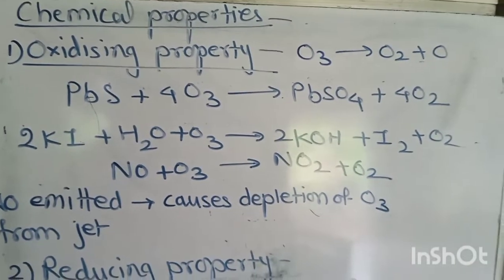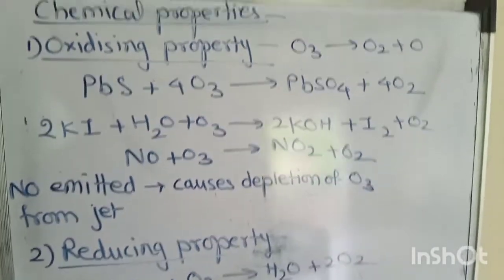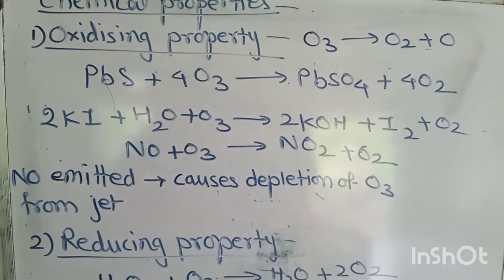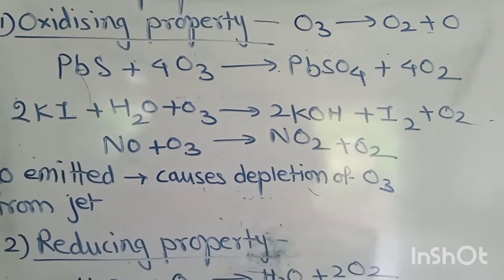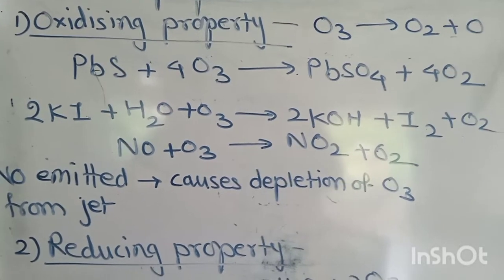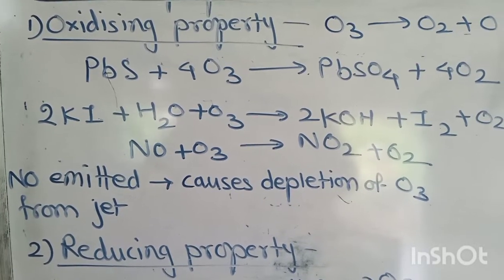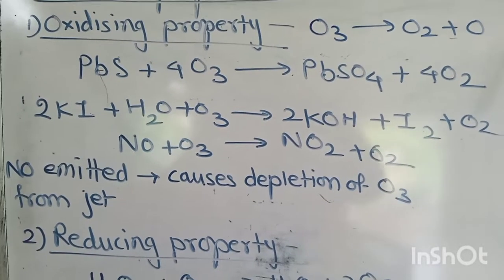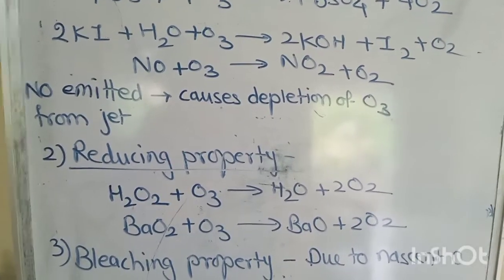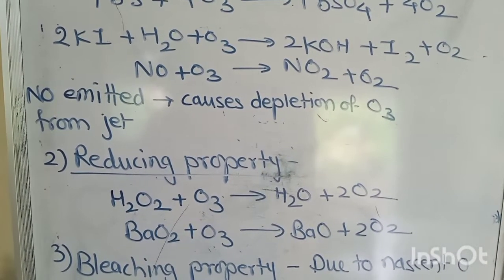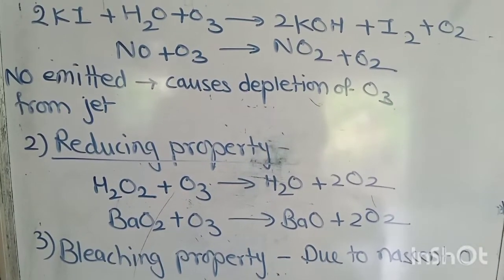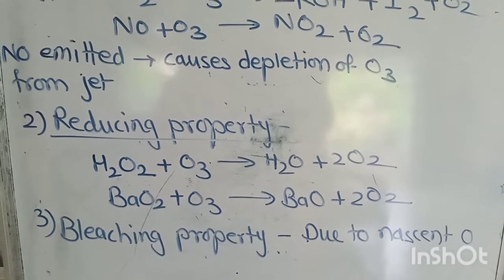Chemical properties of ozone. Ozone acts as oxidizing as well as reducing agent. Oxidizing agent because it decomposes to give nascent oxygen. It oxidizes lead sulfide to lead sulfate, potassium iodide to iodine, and NO to NO2. NO emitted from jet aeroplanes causes depletion of ozone in the upper layer of atmosphere. Reducing property: it reduces hydrogen peroxide and barium dioxide to barium monoxide. You can see that H2O2 converts into H2O and BaO2 converts into BaO.